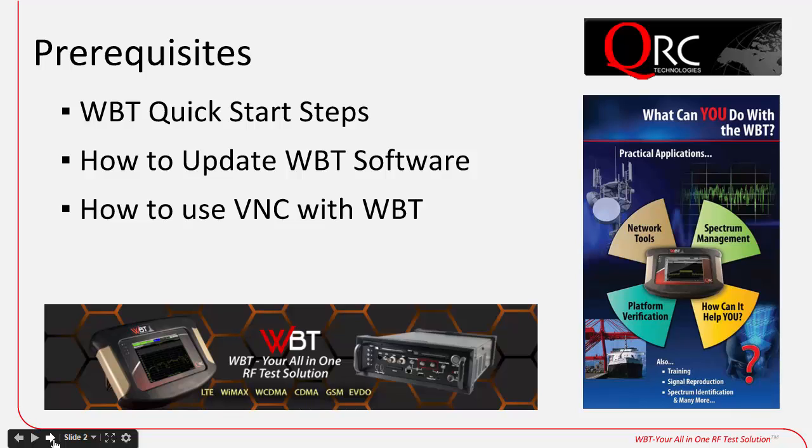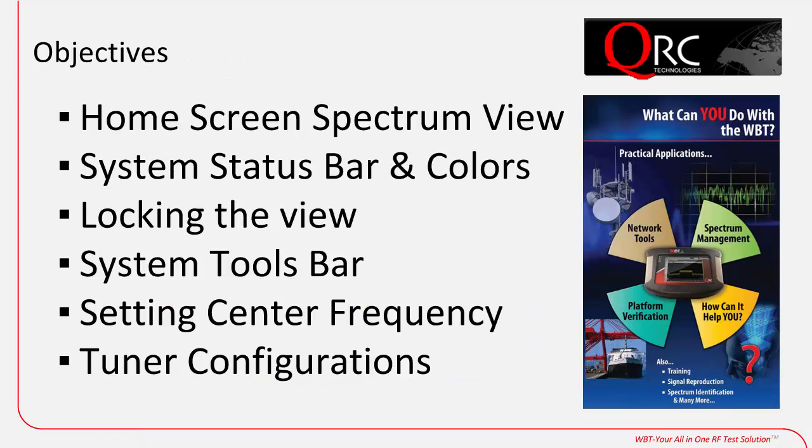Prerequisites for this training are understanding the WBT Quick Start steps so you can set up the device, and how to update the WBT software so you can get version 2.2 or higher. We want to briefly meet these objectives: the home screen, spectrum view, the status bar and the colors for the instrument, how to lock the status bar, the system tools bar, setting up the center frequencies, and understanding the tuner configurations.